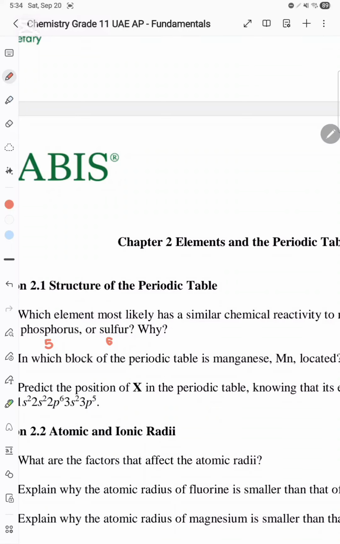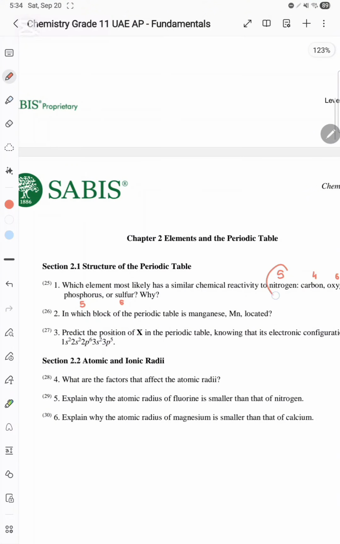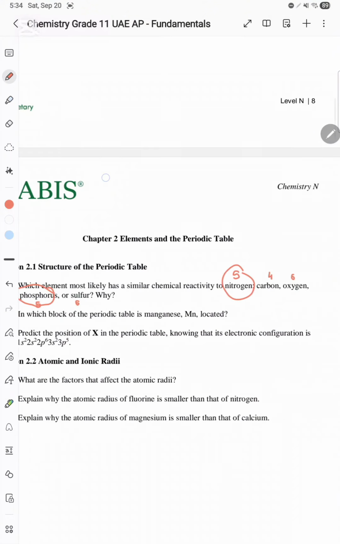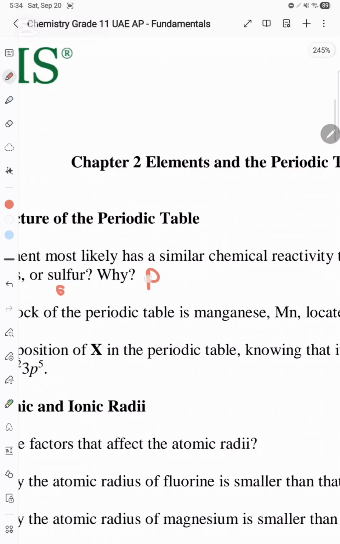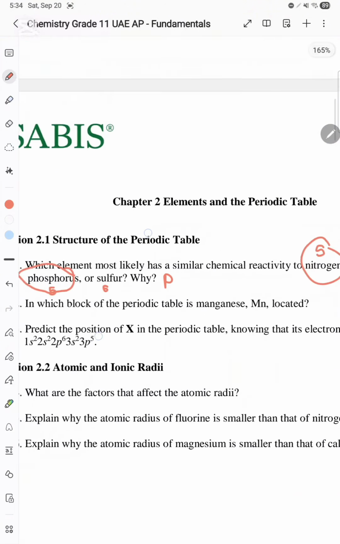But why? It's because they have the same number of valence electrons. This number of valence electrons lets them share, give, or take electrons with atoms from different groups the same way. So since nitrogen is in group 5 and phosphorus is also in group 5, it is phosphorus, P, because they both belong to the same group and have the same number of valence electrons.